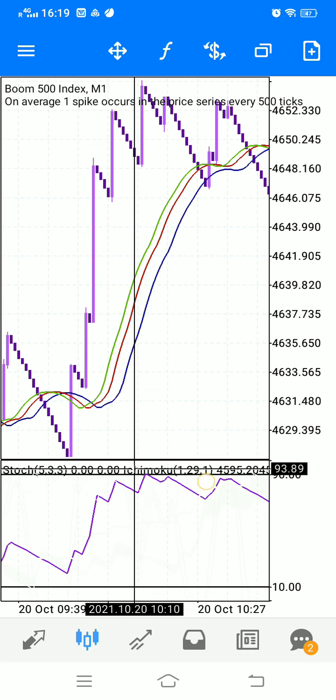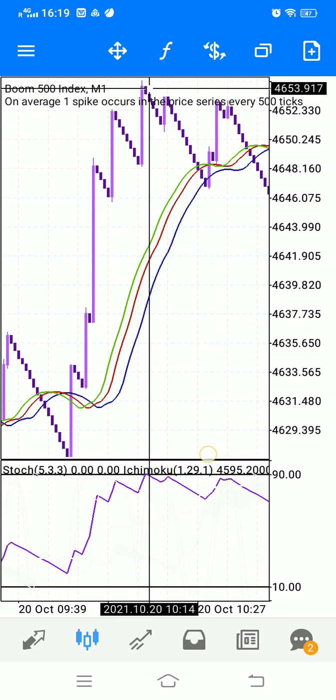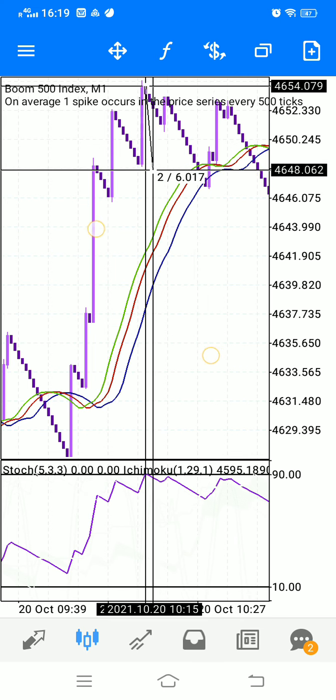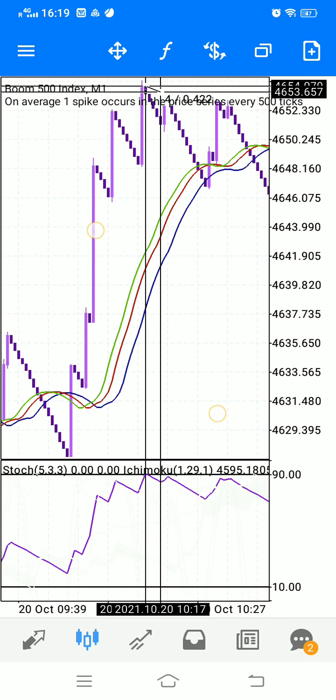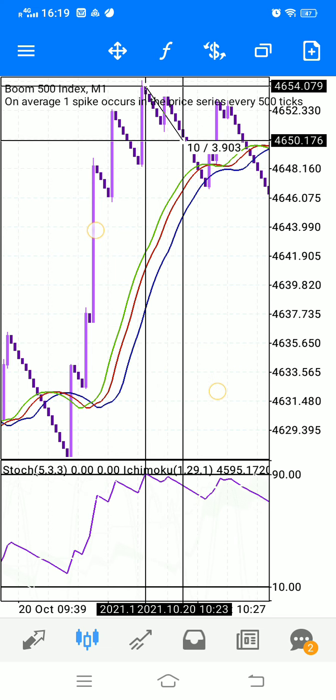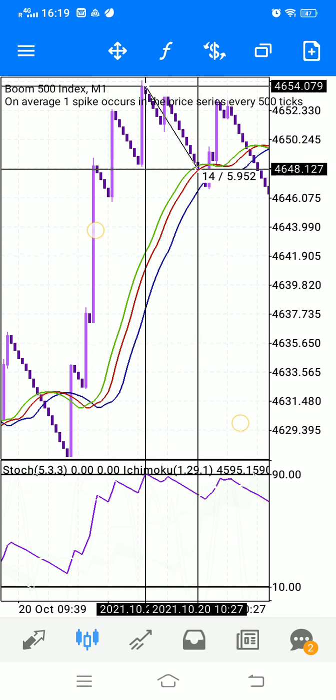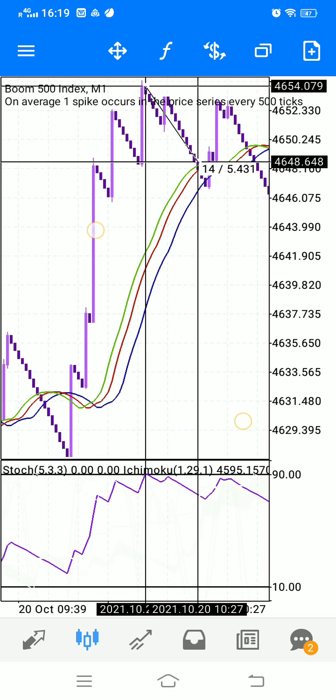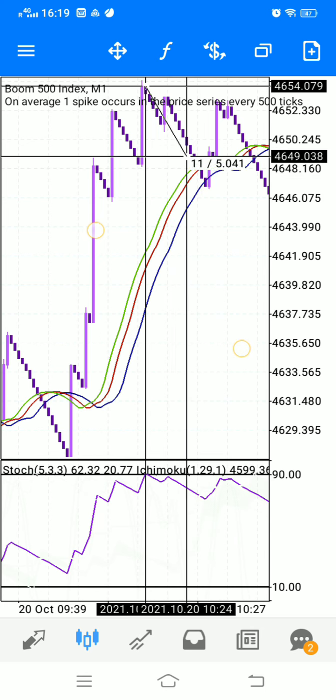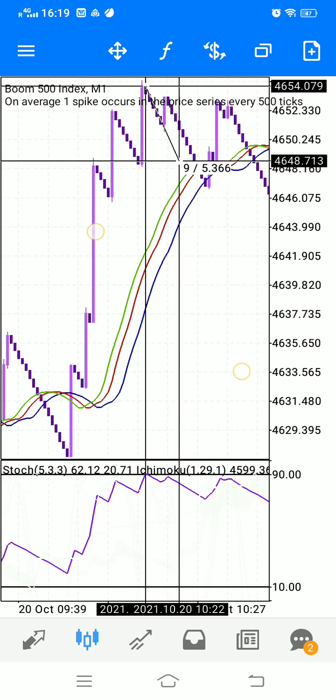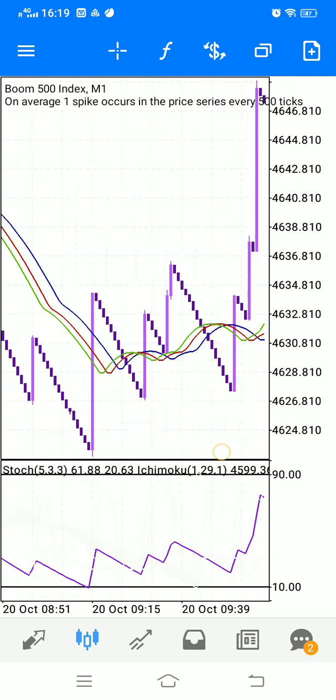So what happened? We enter the market. We got a small spike. We continue. And we close on, what's that, 14 candles, because we've reached the green level, the green line on the alligator. We close with 14 candles profit.